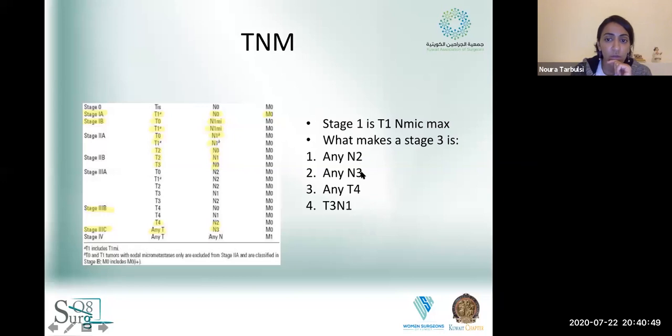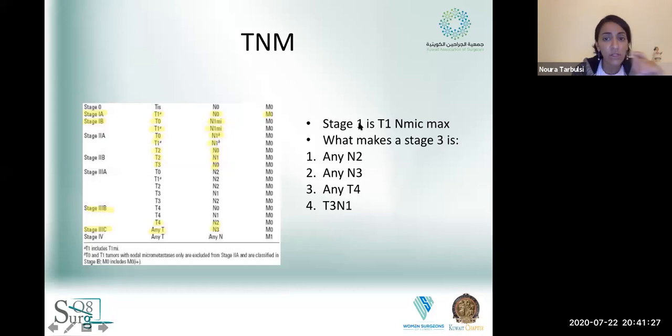So this is the 2, 3, 4, and the 4 is 3 plus 1. Any N2 disease, any patient who comes with fixed matted lymph nodes, automatically she's stage 3, regardless of what the T is. Any patient that comes with N3 disease, supraclav, infraclav, internal mammary, so N3 is outside the axilla, she's automatically stage 3. Any patient that comes with T4, skin ulceration, inflammatory breast cancer, chest wall fixation, automatically stage 3. And the 4 is 3 plus 1, which is T3 and N1.